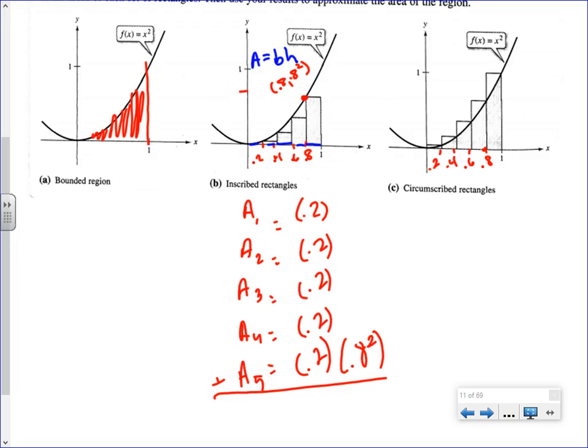Now go back a rectangle. What x would you use for the fourth rectangle to find the height? 0.6. So it could be 0.6 squared. Next one. 0.4 squared. Do we see a pattern? Next one.